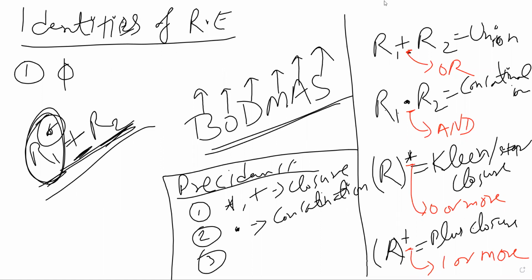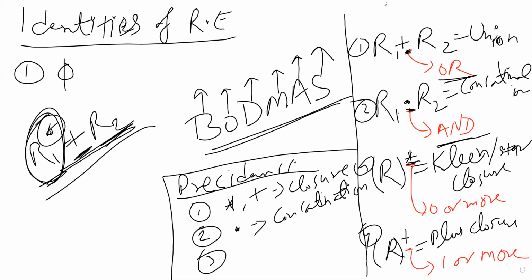Second thing we are discussing today is identities of regular expression. In that, we have talked about these operators. We discussed this a little in the previous class also, that we have four types of operator in regular expression: union, concatenation, lean closure, and plus closure. Union is represented by this plus; we can also call it or. Concatenation is represented by this dot; we can also call it and.